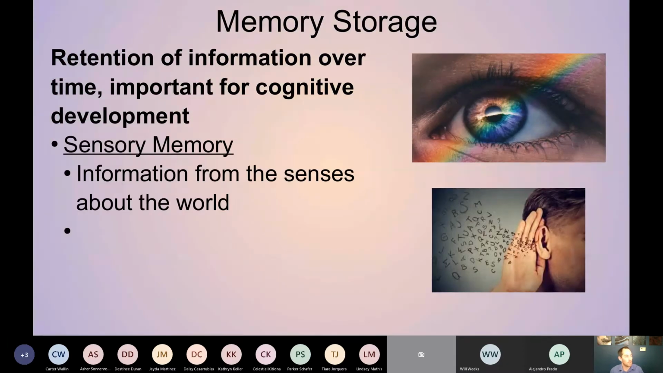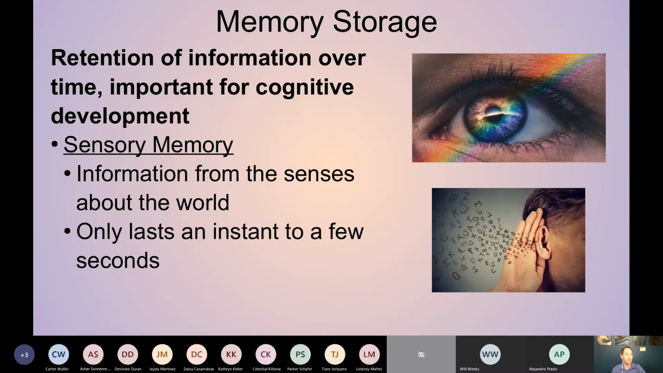So one type of memory that we'll talk about is sensory memory. This is information from the senses about the world. So remembering our visual inputs, so remembering what we see, remembering things that we hear. Sensory memory, like the aspects of what we're seeing getting into our brain, into our conscious experience, and into our memory. This sensory memory only lasts a few seconds, so it's really quick.